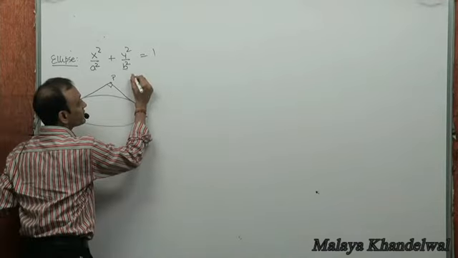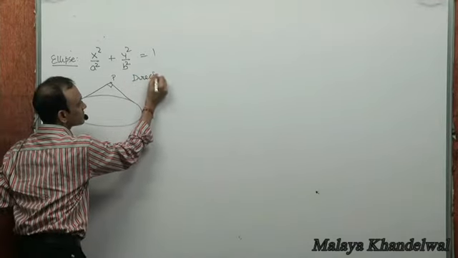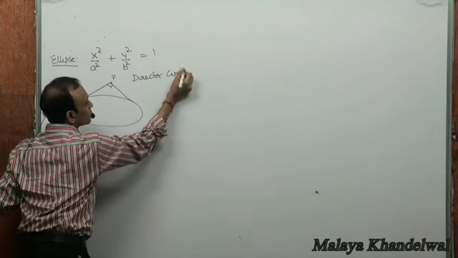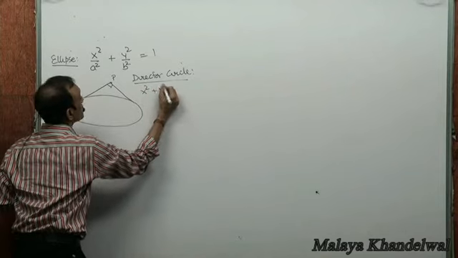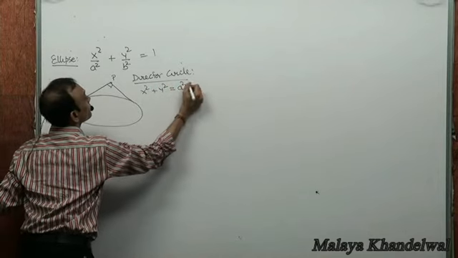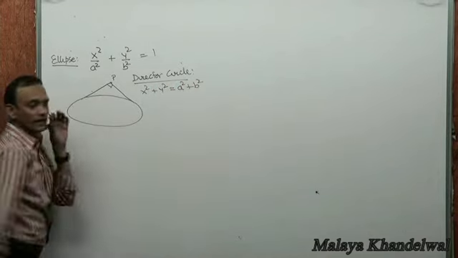And do you realize the director circle of an ellipse is x squared plus y squared equals a squared plus b squared? That was the director circle of an ellipse.